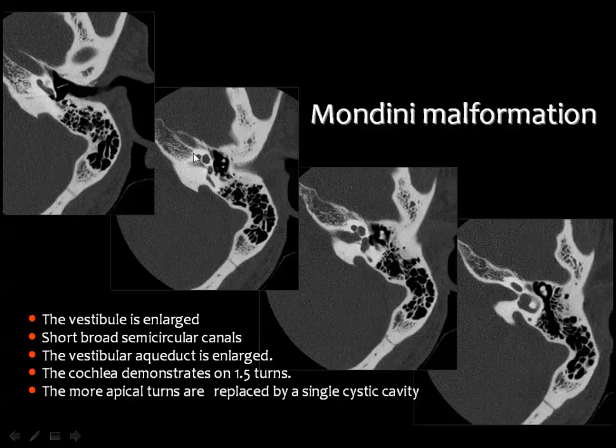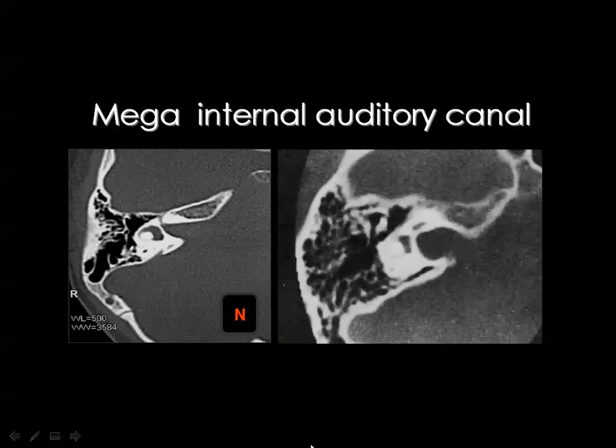In this example, this is the basal turn of the cochlea, 1.5 turns of the cochlea, and this is the dome of the cochlea. They are more or less towards the normal configuration, but the vestibule here is very wide, the lateral semicircular canal is short, and you can see that the vestibular aqueduct is considerably dilated.